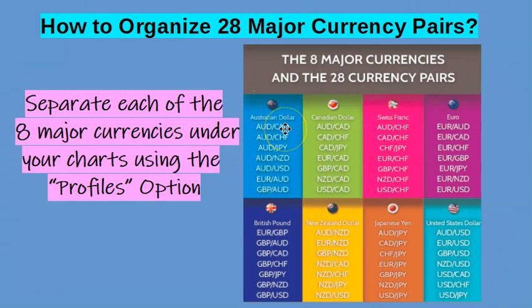We have the Australian dollar. Then we have the Canadian dollar. Then we have the Swiss franc. We have the euro. We have the United States dollar, the USD. We have the Japanese yen. We have the New Zealand dollar and the British pound. But let's take a look.